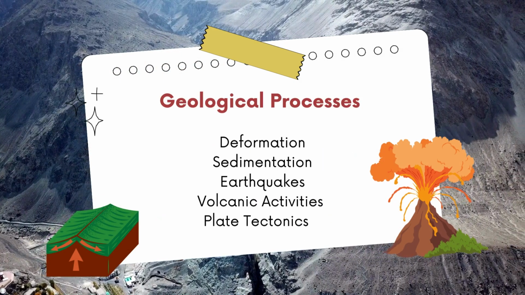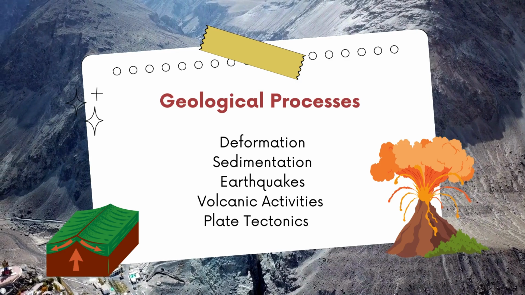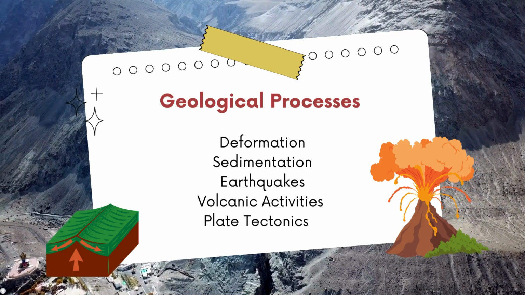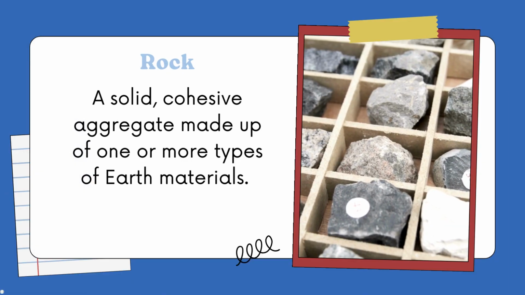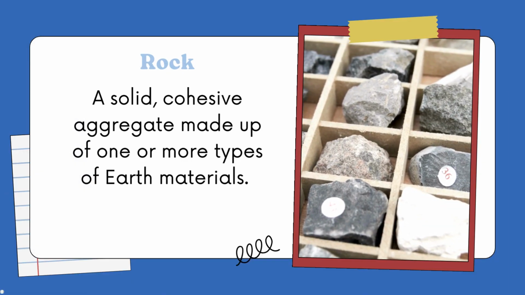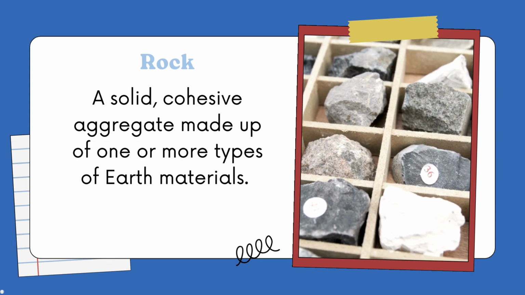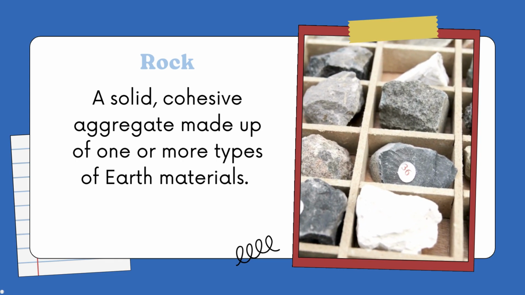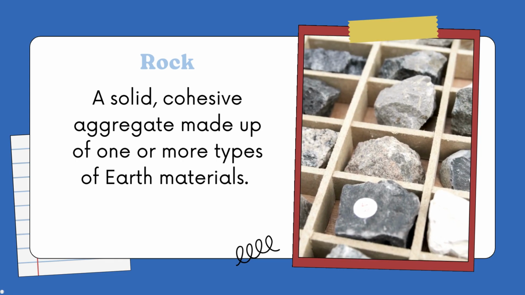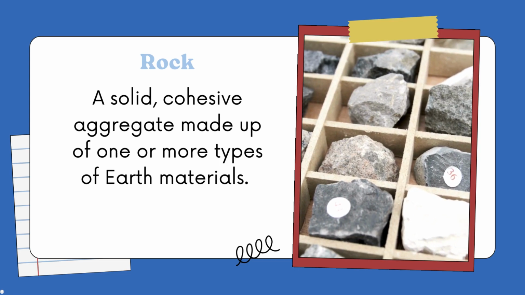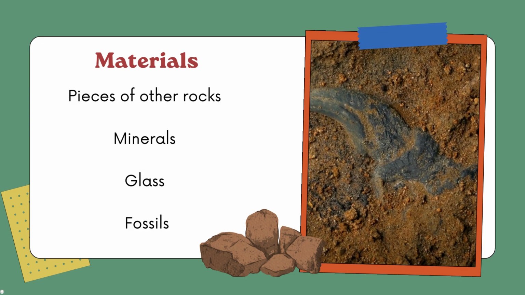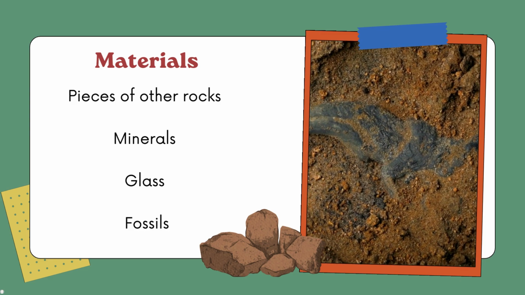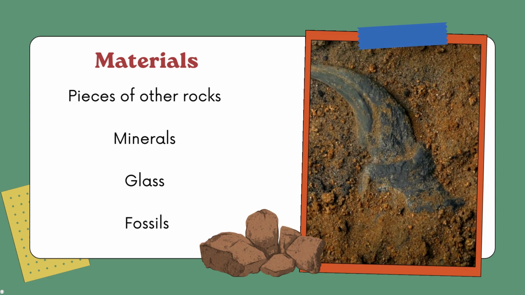Some geological processes include earthquakes, volcanic activity, and tectonic processes. These geological processes turn rocks into other kinds of rocks. We define a rock as a solid, cohesive aggregate made up of one or more type of earth materials. Those materials include things like pieces of other rocks, minerals, glass, and sometimes fossils.